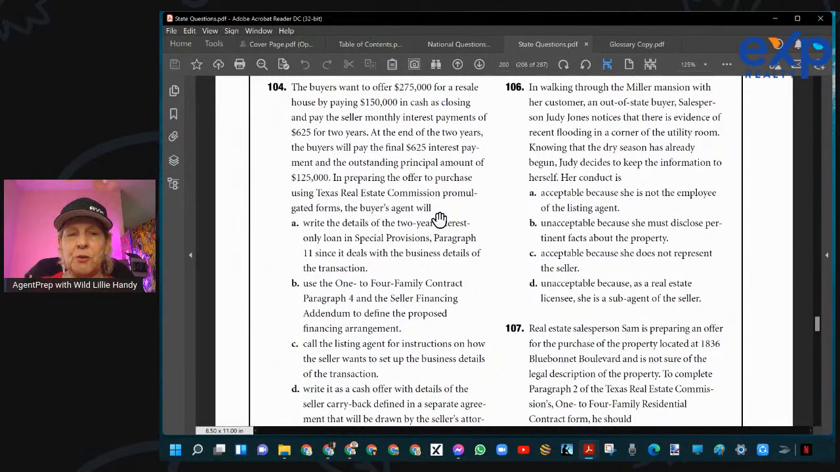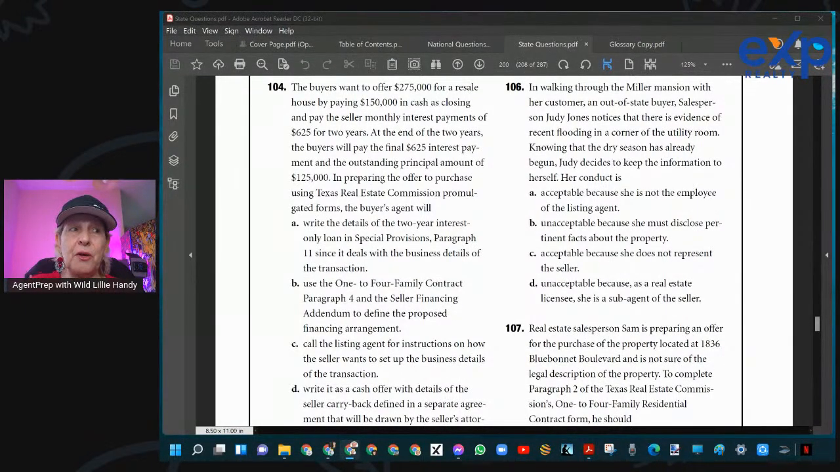A, put the details in special provisions. B, use the 1-to-4 contract and the seller financing addendum. C, call the listing agent for instructions on how seller wants it set up. Or D, write it as a cash offer with details on a carryback defined in a separate agreement. Is it a cash offer? Cash offer would mean it pays the whole thing, right?